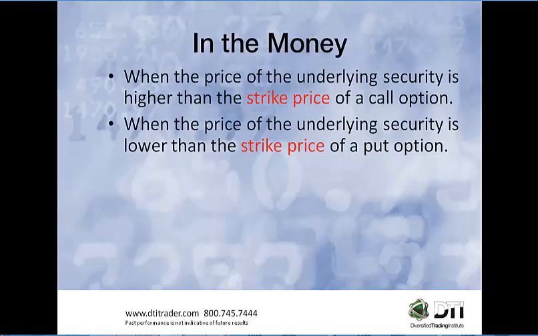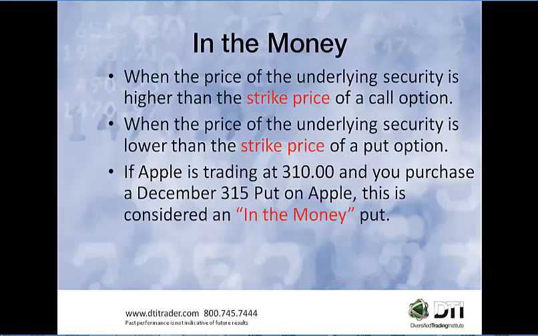So very quickly, using our little Apple example there, if Apple's trading at $310 per share and you purchase a December 3/15 put, the current price of Apple is $310. The strike price of the put is $315. Now remember, a put, the market has to go below that strike price to be in the money. On a put you have the right to sell, and therefore if the market goes lower, then you'll make money on the stock or even on the option.